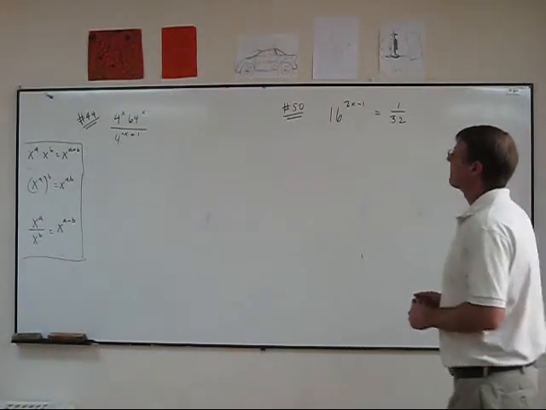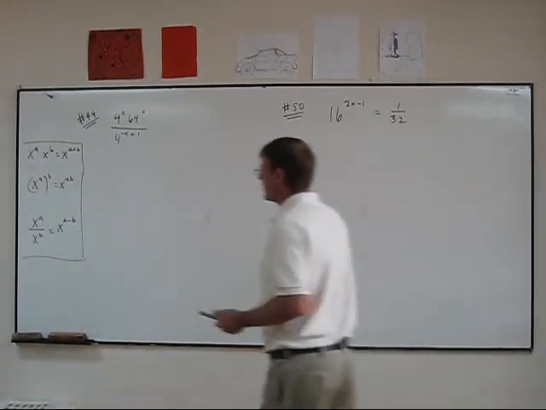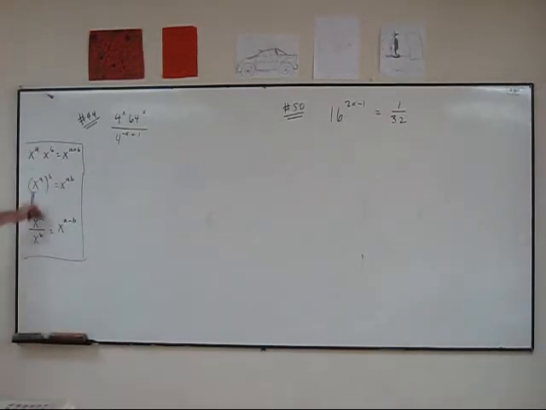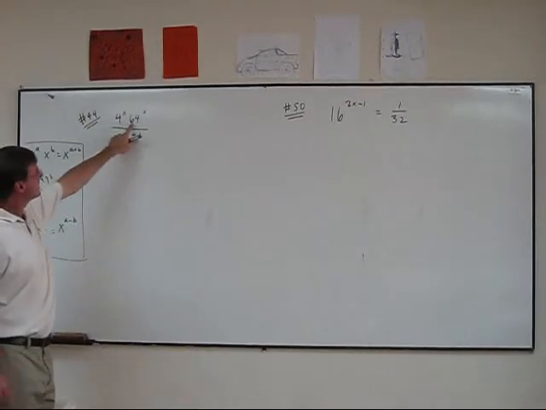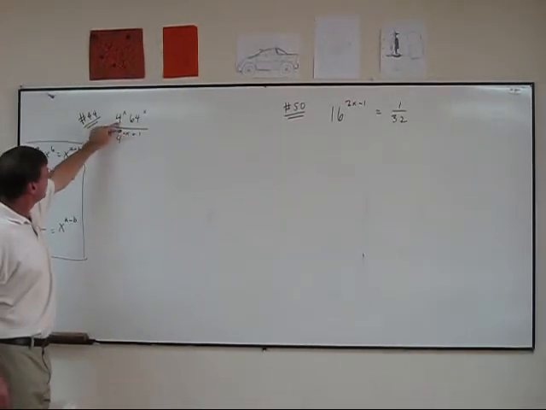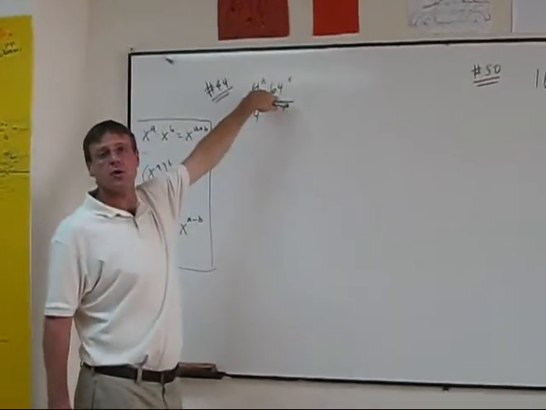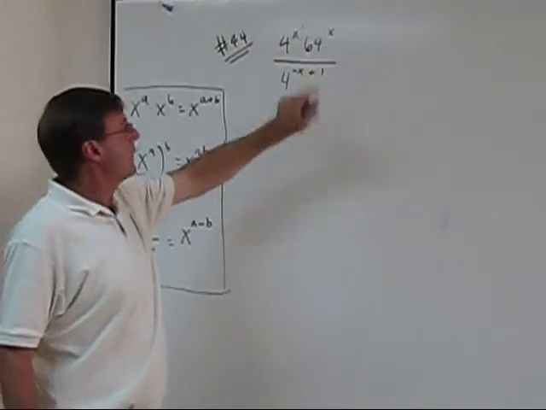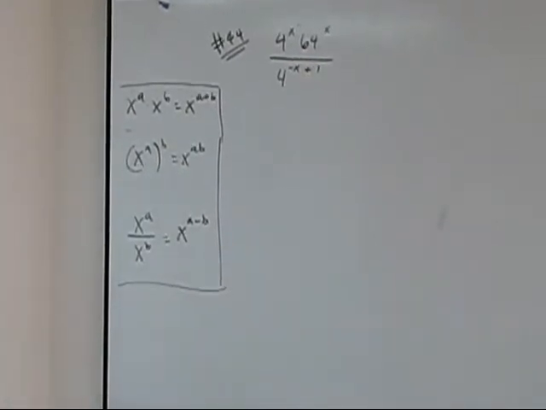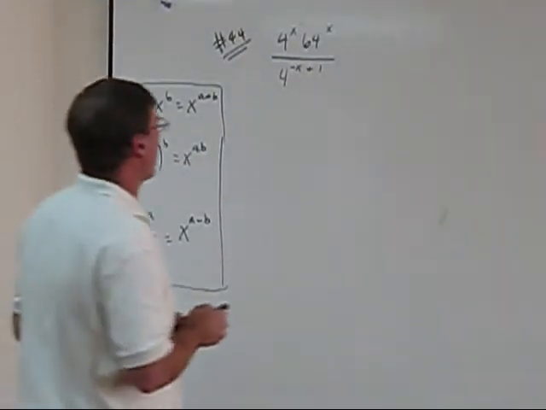Number 44. All right, we're going to use these exponent rules here. And notice in all these exponent rules, the base is the same. And in this problem, we don't necessarily have the base being the same. Here we have a 4 as a base. Here we have a 4 as a base. But this 64 is not written as the same base. So that's the first step. Let's write everything as a base of 4.